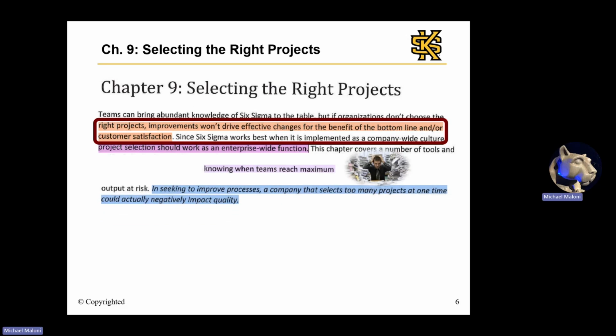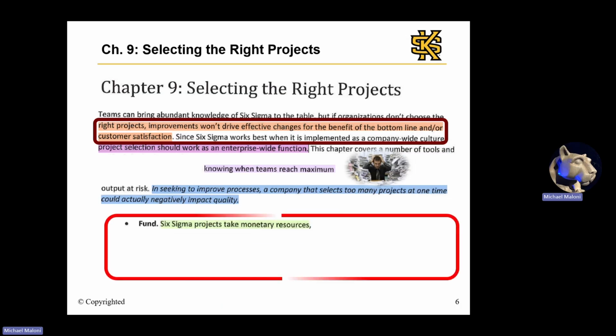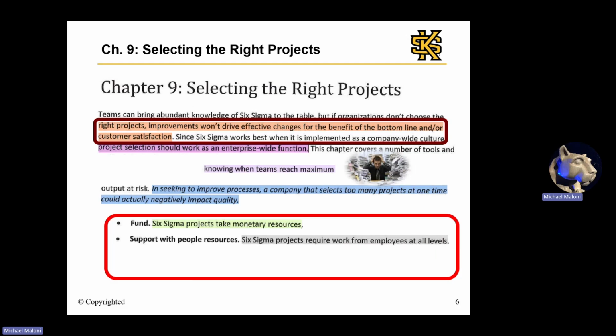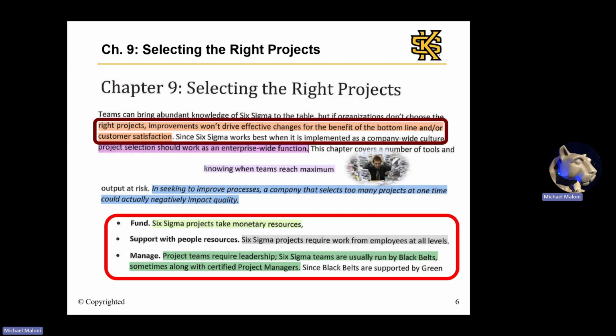So organizations should consider launching projects relative to funding, meaning resources, monetary resources, that is, people, meaning employee time, including considering burnout, morale, and regular, meaning day-to-day job requirements. And then finally, project management, meaning the availability of black belts and project managers.